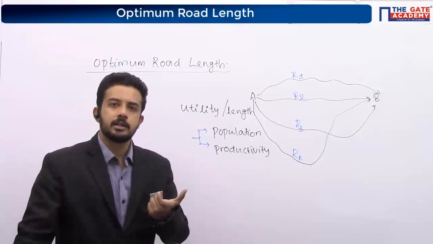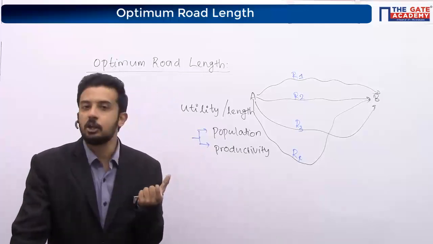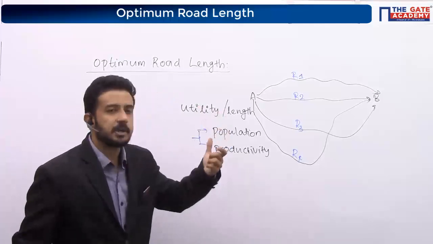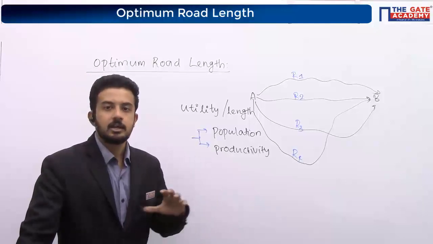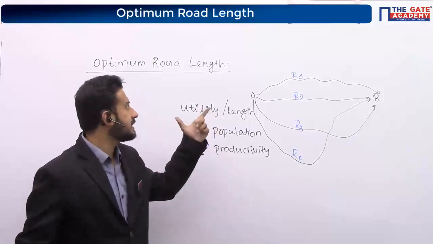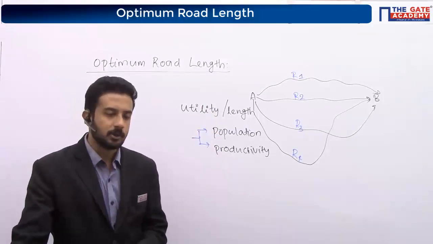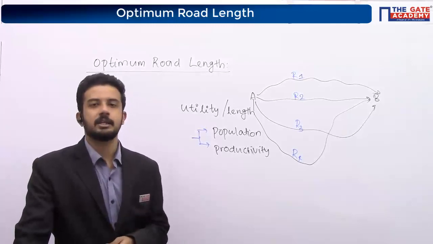In 1 kilometer, just if you are taking 1 kilometer, which road is giving you maximum service? The length of that road is called the optimum road length. Okay, full stop. Just write one more sentence.